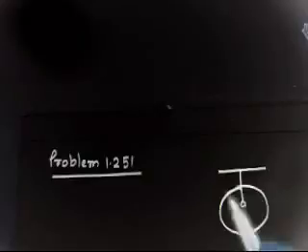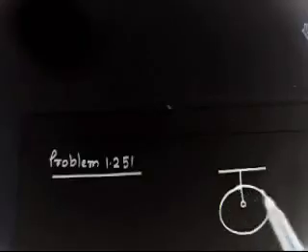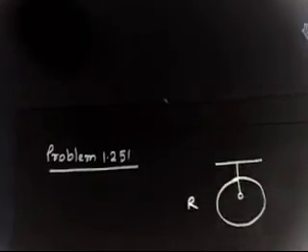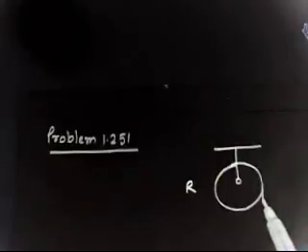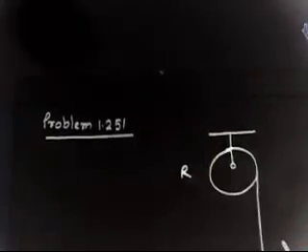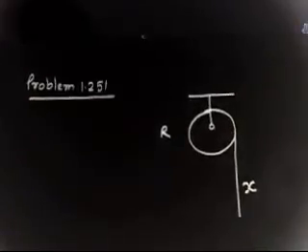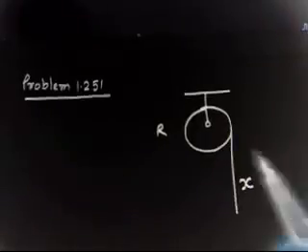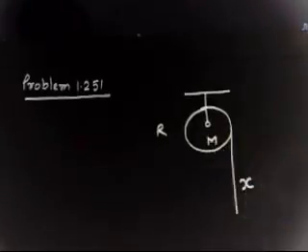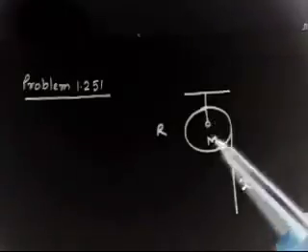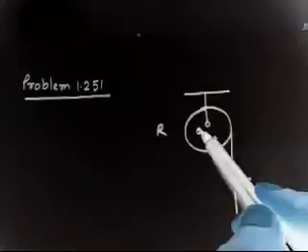So there is a pulley, the radius is r, and this side we have a string that is having length x. So let us say what this problem says. A uniform cylinder of radius R and mass M rotates freely about this horizontal axis O.